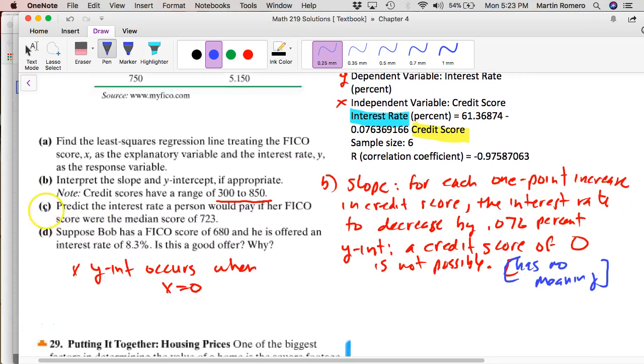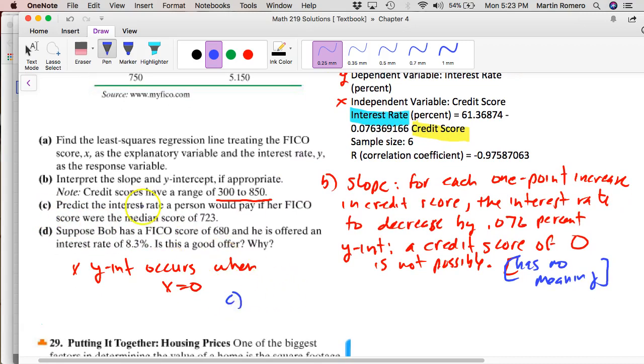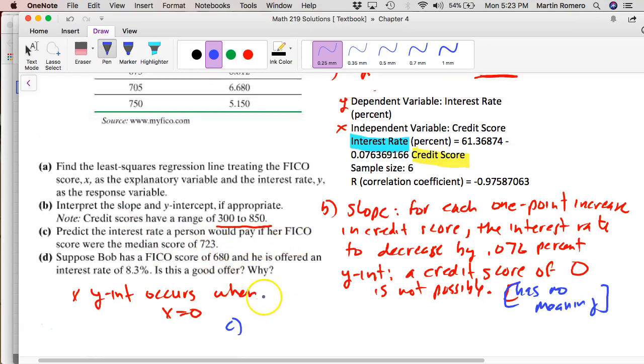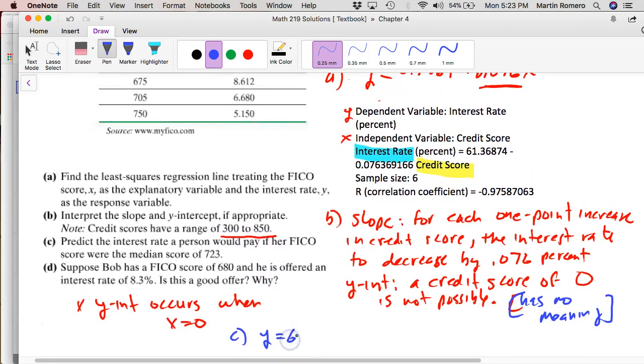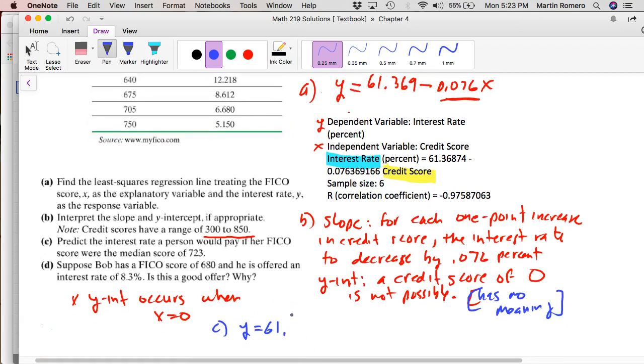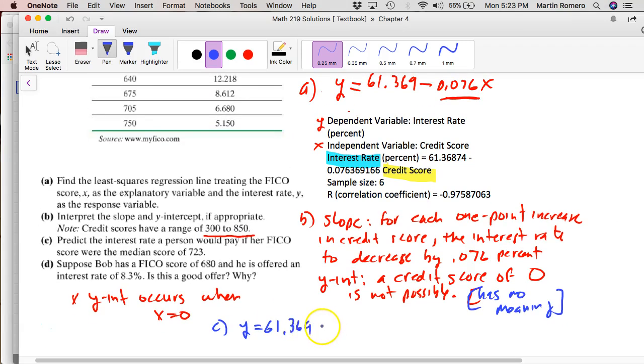And then part C, predict the interest rate of a person who will have a FICO score of 723. All you do is substitute into that equation up above: y equals 61.369 minus 0.076, and in place of x you put in 723, and you get an approximate value of 6.13%, somewhere in there. And so that's the percent you would predict for somebody.